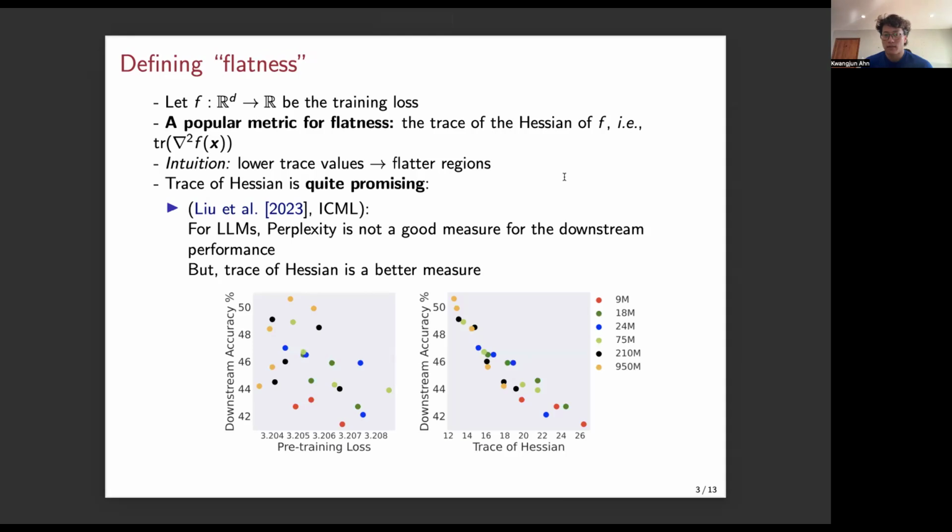So here's the plot from their paper. On the left side, they're plotting the correlation between the downstream accuracy and pre-training loss across various size models. And you see that there's not a good correlation going on. But on the right side, when they reorder this in terms of the trace of Hessian, better correlation shows. In particular, lower trace of Hessian, in other words, a flatter minimum, leads to better downstream accuracy.